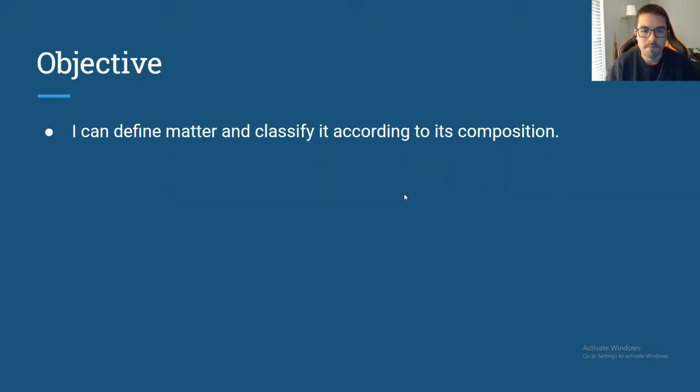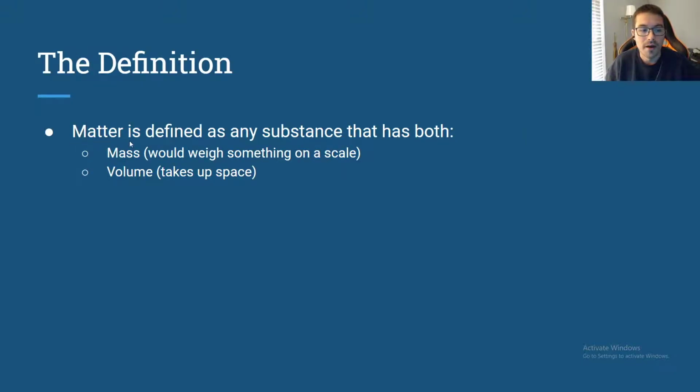And let me talk to you just for a second about what our objective is going to be for today, okay? Our objective is going to be able to define matter, okay? What is matter, figure out what that is, and classify it according to its composition, okay? And I'll talk more about this part later. So the first part, being able to define matter, that is relatively easy. Matter is defined as any substance, anything that has both mass and volume.